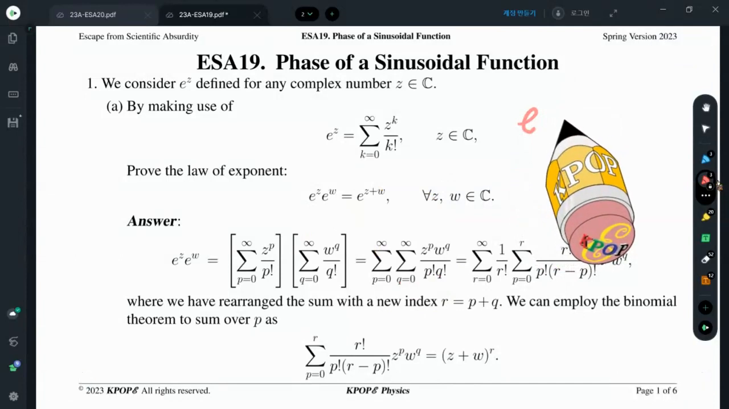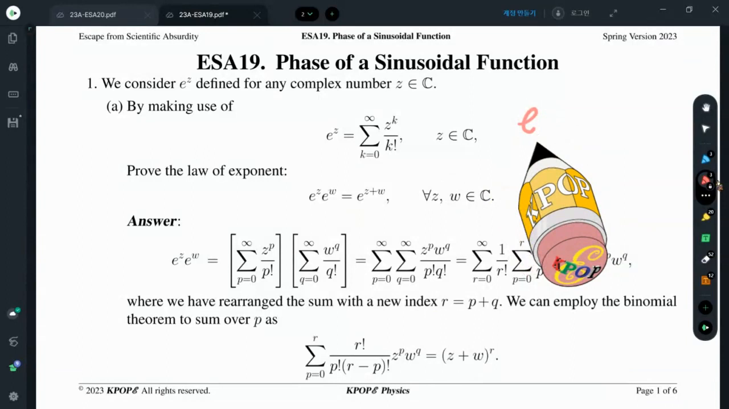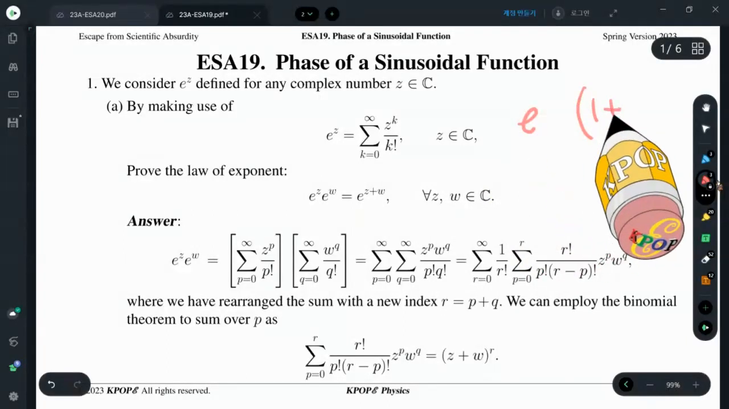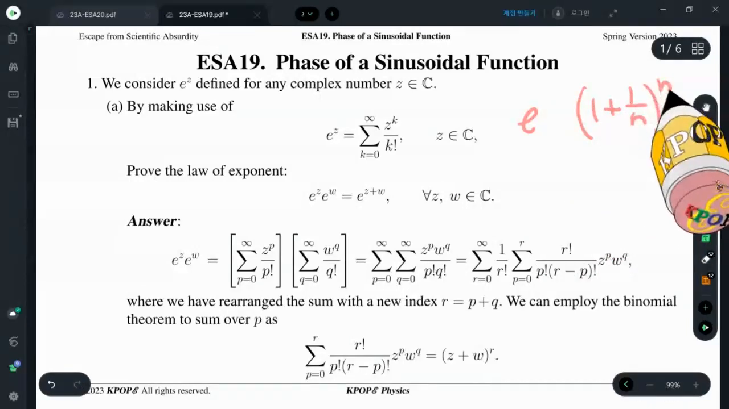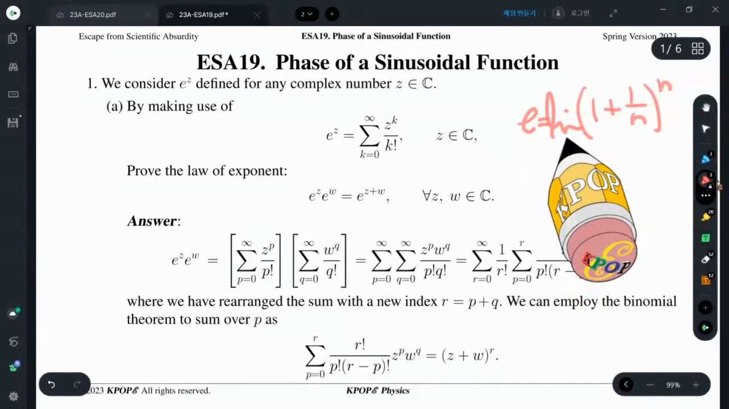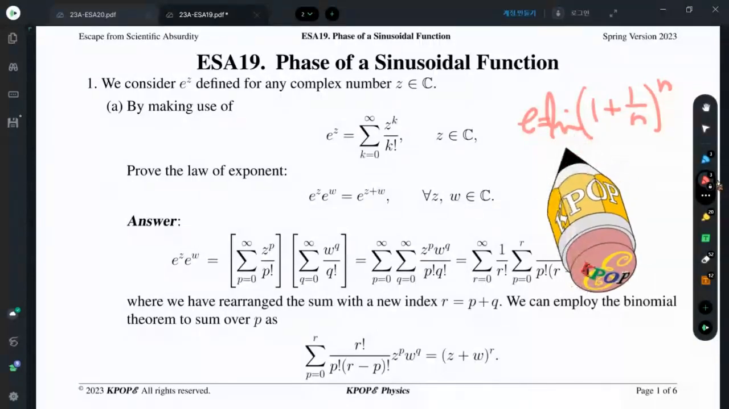Euler's number. The Euler number e, this notation was introduced by Euler. However, it was first introduced by Bernoulli. So everybody is a physicist. At that time, physicists and mathematicians were the same. And they were even philosophers.